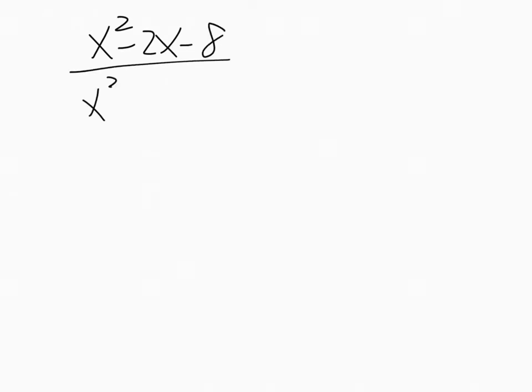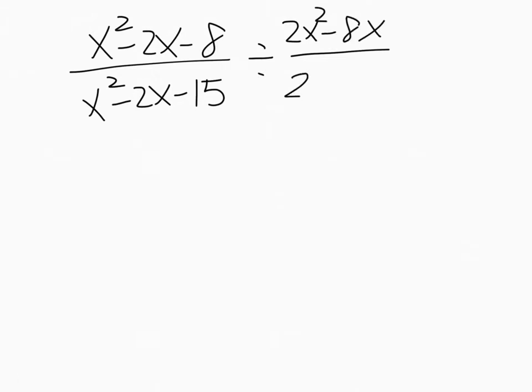Question number 3. We have the division problems. Remember I said dividing is all about taking the reciprocal of your divisor, changing the operation from dividing into multiplication. So now let's take a look. The question itself is x squared minus 2x minus 8 over x squared minus 2x minus 15 divided by 2x squared minus 8x over 2x squared minus 10x.